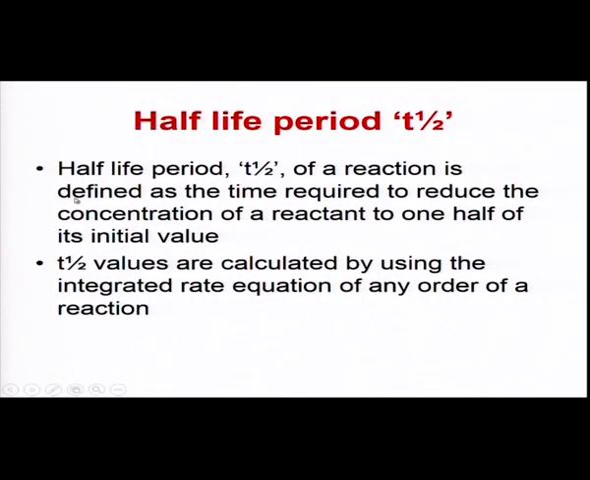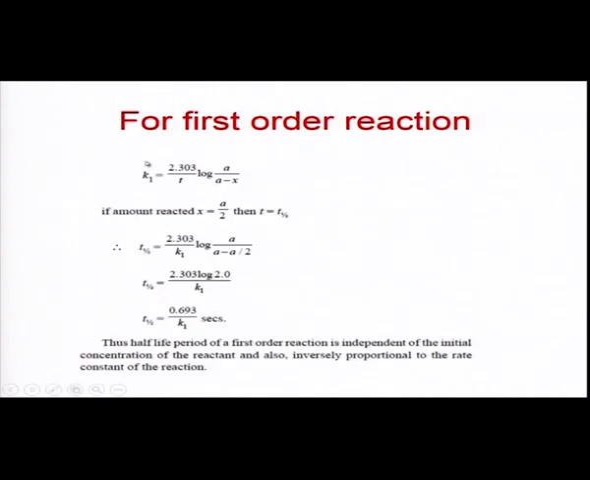The half life is defined as the time required to reduce the concentration of reactant to 1/2 of its initial value. And the t half values can be calculated based on the first order reaction kinetics. So, we know this is a first order reaction. Suppose the amount reacted at the t half time is 50%, that is x is equivalent to A, the initial concentration, divided by 2, that is the concentration remaining at t half.